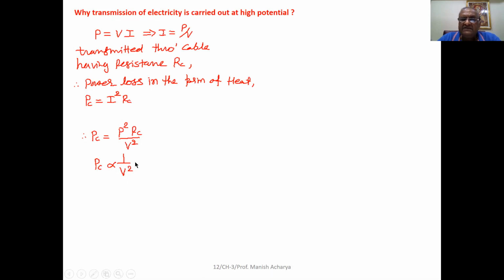And therefore we can say if the transmission is carried out at high potential, then the power loss in the form of heat can be minimized. Clear to all of you?